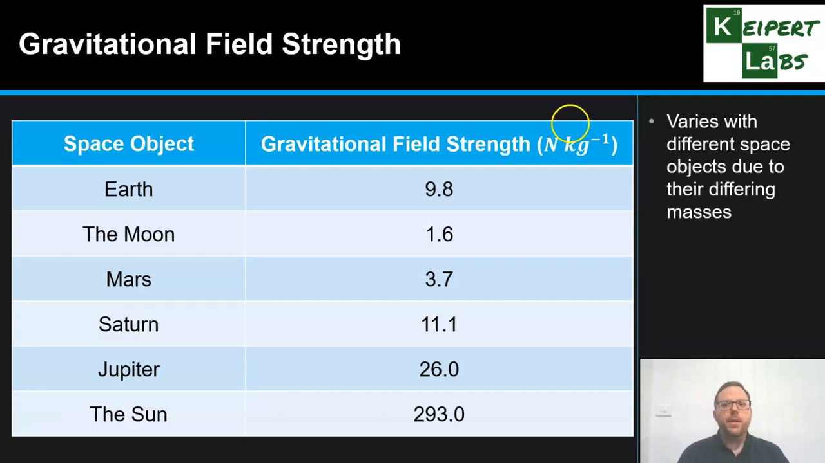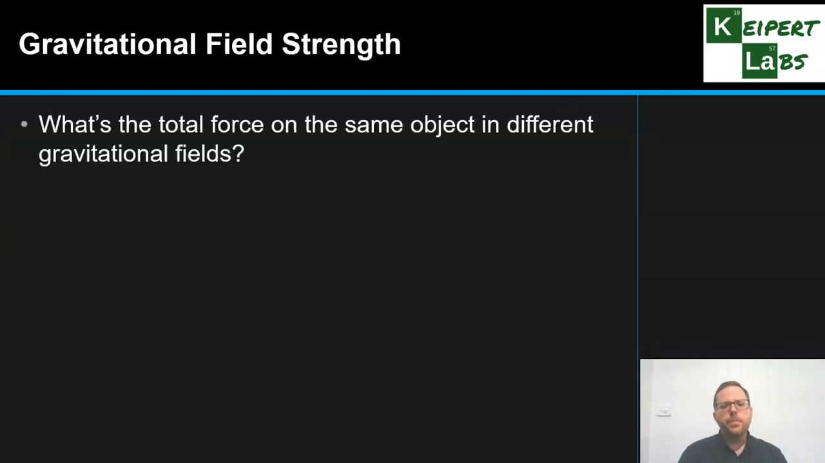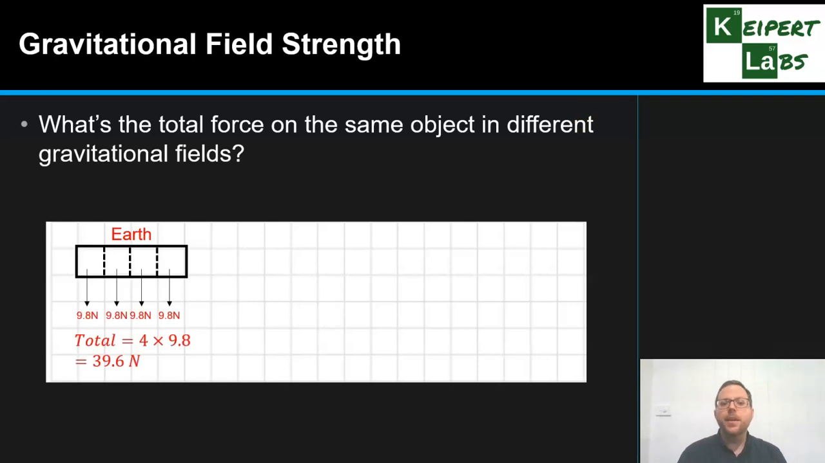These values vary with different space objects like planets and moons due to their differing masses. That is, the Sun and Jupiter have a much, much larger mass than the Earth, so the gravitational field strength is a lot stronger. And so the larger mass creates a greater gravitational field. But what's the total force going to be on the same object with the same mass in different gravitational fields? We're going to apply the same sort of way to demonstrate it here, using each grid representing a kilogram of mass.